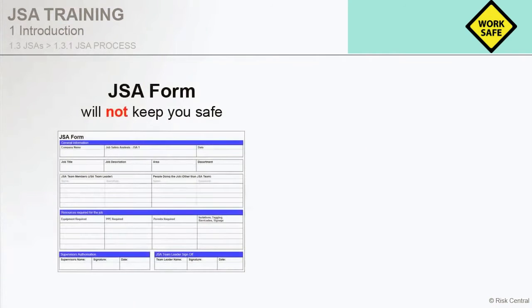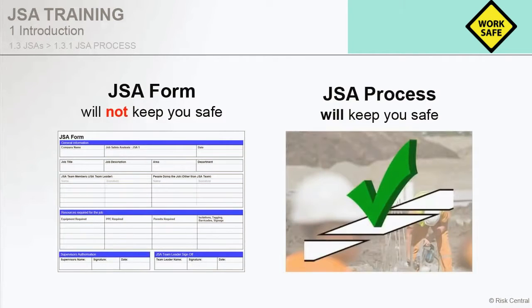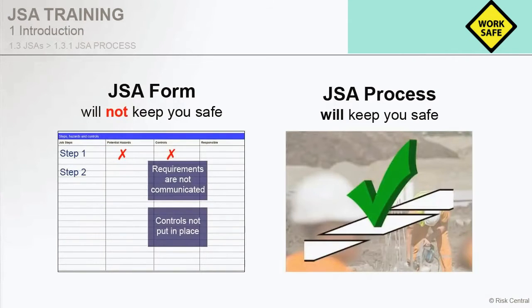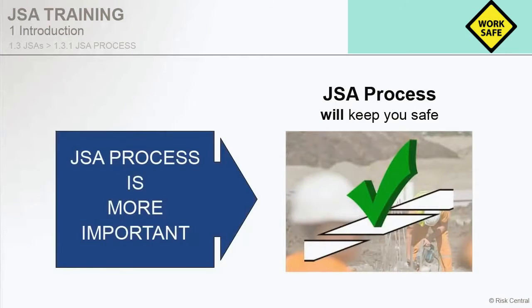It's important that you understand it is not the JSA form that will keep people safe on the job, but rather the process you go through to develop the JSA. It's of little value to identify hazards and devise controls if important hazards are missed, if controls are not appropriate, if requirements are not communicated, or if the controls are not put in place and maintained. The process is much more important than the piece of paper that documents the process.